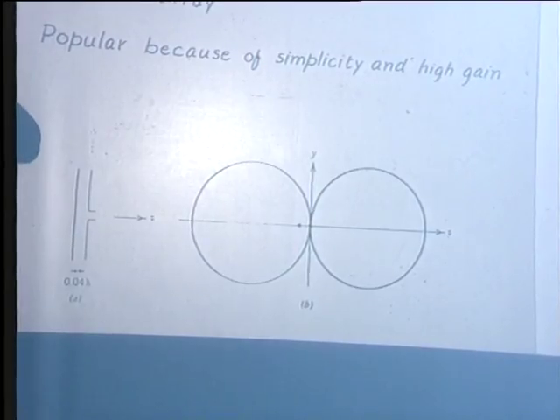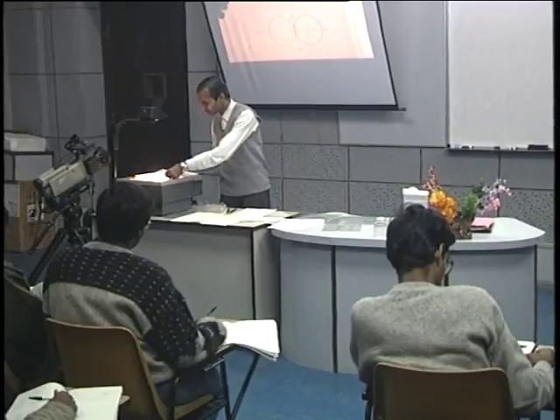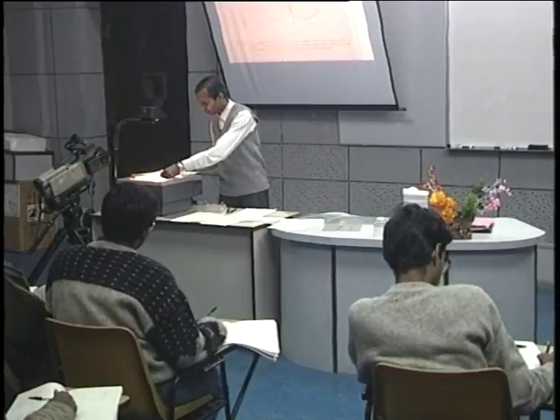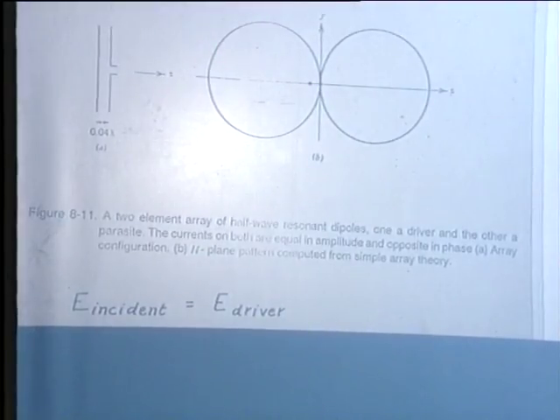We make out the effect or the current that is induced on the parasitic element in the following manner. We say that since the elements are placed very close together, therefore, the field which is incident on the parasitic element is the field of the driving element or the driven element, which we call in this case the driver.